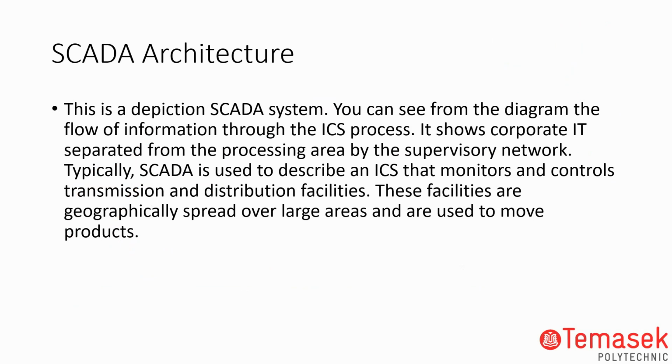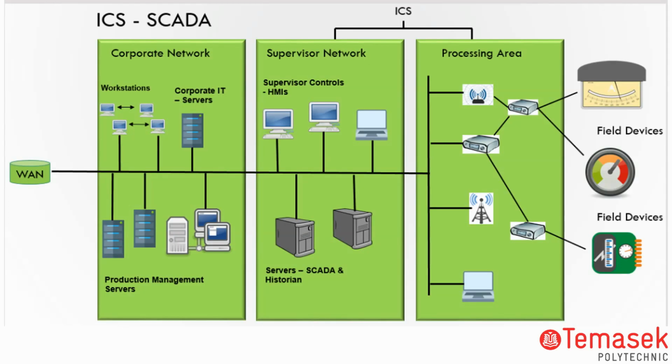Okay, how does the architecture look like? This is how a SCADA system looks like. It typically connects to a wide area network, a huge area network, and then you have workstations, production systems, and then servers and corporate systems. Then you have your main SCADA server here.